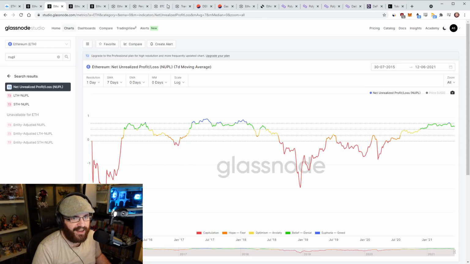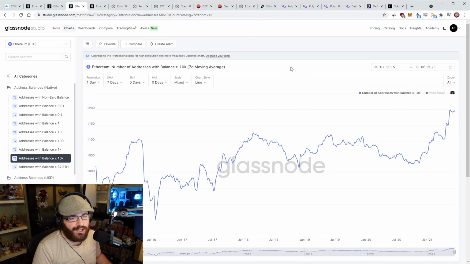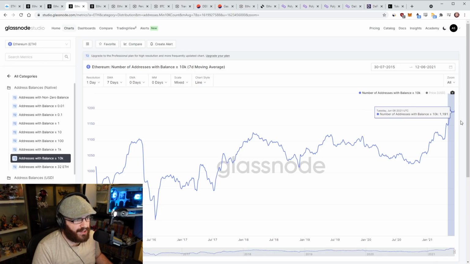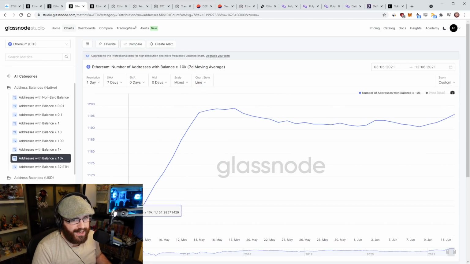So this is the number of addresses holding over 10,000 ETH. For the month of May, this didn't really change much to the downside. So this is May here. At the beginning of May, there were about 1,150 unique Ethereum addresses holding more than 10,000 ETH. That went up to about 1,200 just before the big crash.